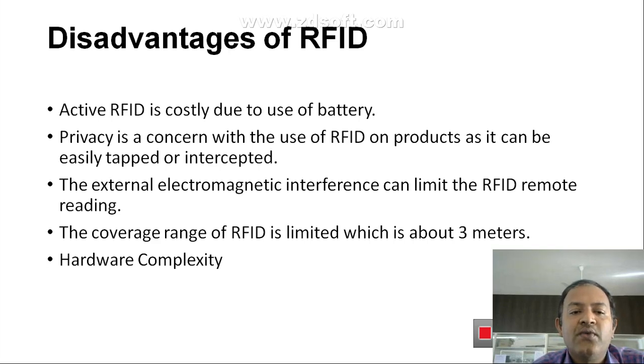Disadvantages of RFID: active RFID is costly compared to passive, because of the use of its own battery. Privacy is a concern with the use of RFID on products. It can be easily tapped or intercepted. If we are using active tags, they are easily intercepted, so we have to secure these RFID active tags.